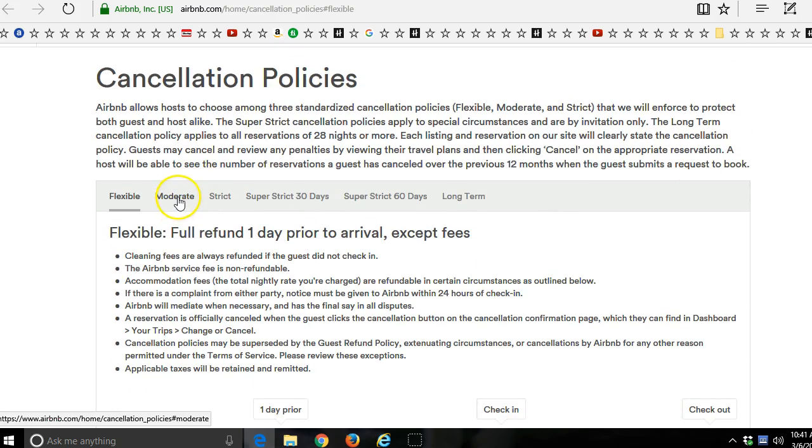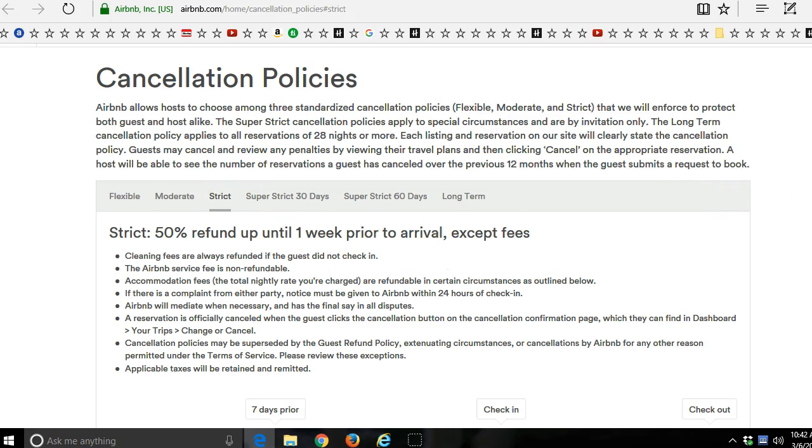The moderate is kind of a deterrent for a lot of guests and a little more fair for the host. It's a full refund 5 days prior to arrival, which would allow you to have time to rebook your place. Okay, and then there's the strict, which gives a 50% refund up to 1 week, and then no refund at all. Now, the super strict 30 and 60 are by invitation only from Airbnb under special circumstances. So for the most part, you're going to have a choice between flexible, moderate, and strict.